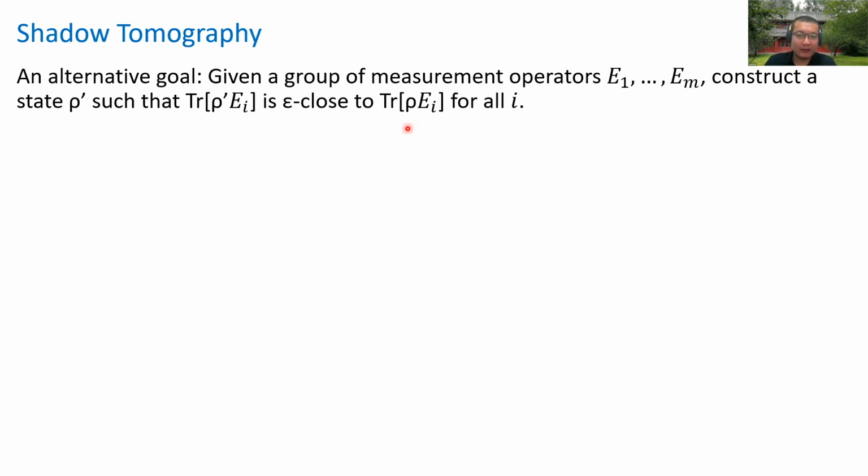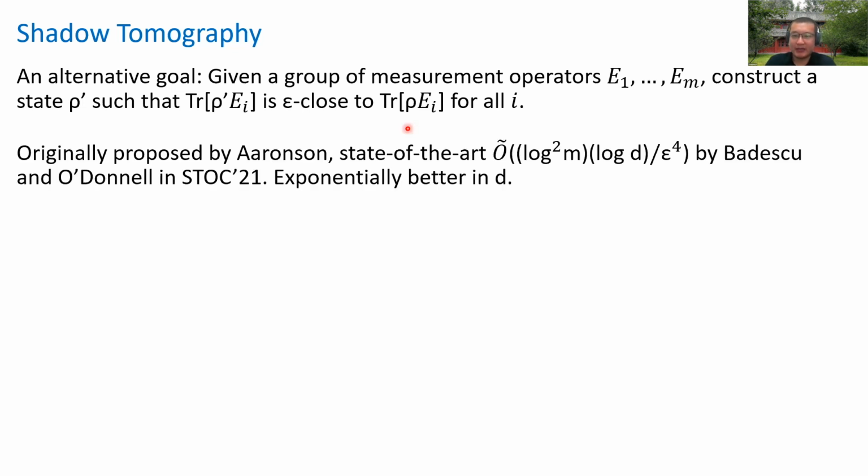This shadow tomography problem was originally proposed by Scott Aaronson, and there have been a lot of subsequent works along this line. As far as I know, the state of the art was due to Badescu and O'Donnell last year. Using roughly log m squared times log d over epsilon to the fourth power copies, we can achieve the goal of shadow tomography. The m here is the number of POVM operators, the d is the dimension of the density matrix, and epsilon is the trace error. You'll see this result is quite good: we achieve an exponential improvement in terms of d, the dimension of the density matrix.